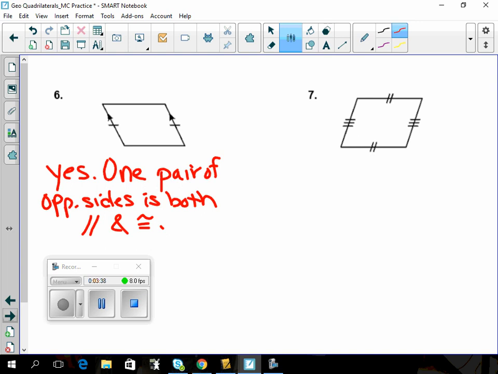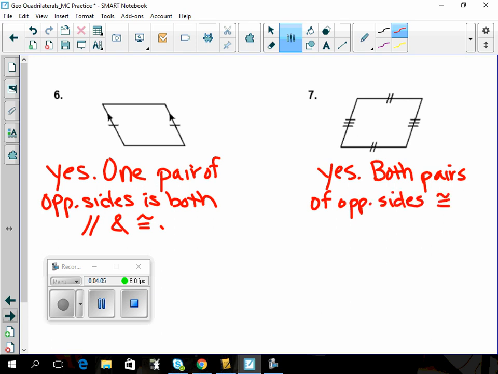What do you think about number 7? Yep, it's a parallelogram. And what's the justification, Tess? You tell me, because I know we had talked about this. Right, so we really should say both pairs, okay, because we need both sets of them. If we only had one pair of opposite sides, that would not be enough. We really do need both pairs of opposite sides to be congruent. Okay, got to have them both.